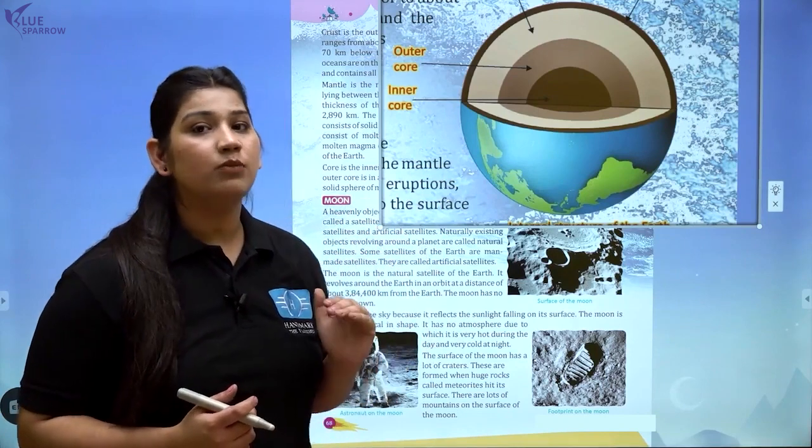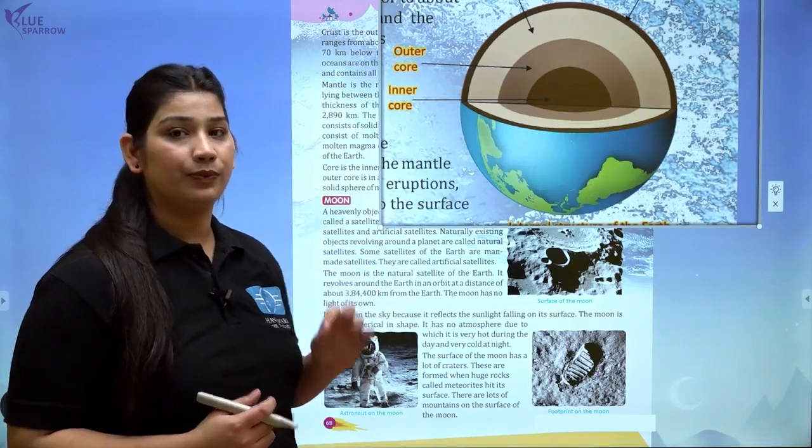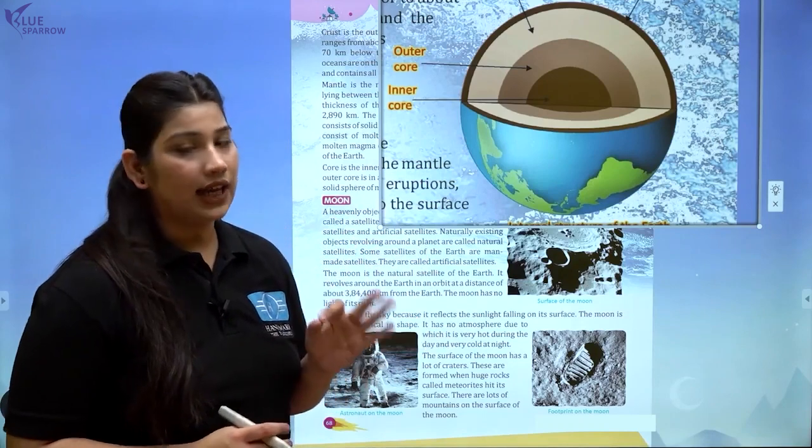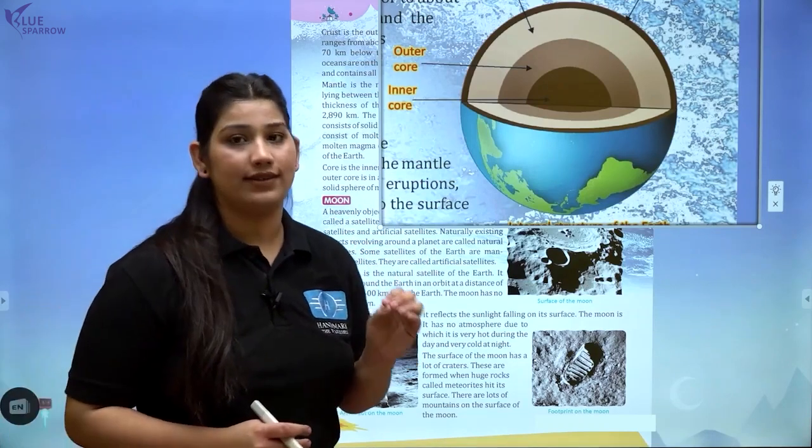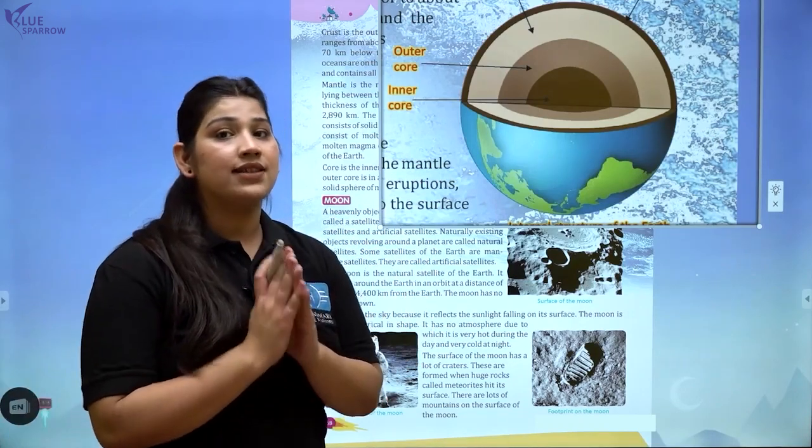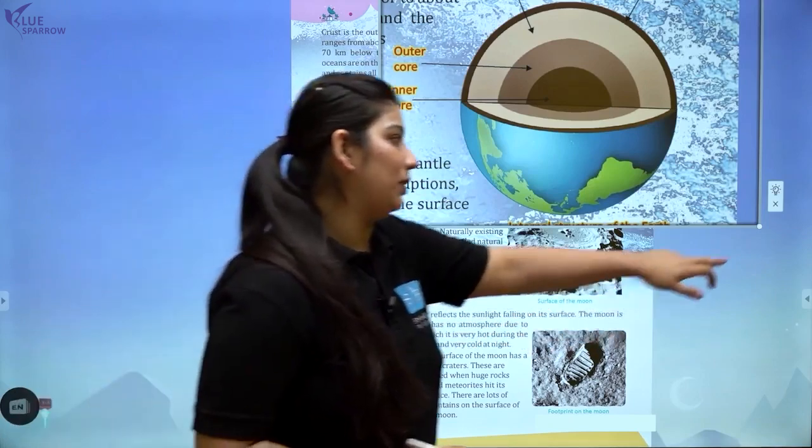And the last, innermost layer is the core. Core is made up of iron and nickel. It is mostly in the liquid state. The core extends up to 3400 kilometers.